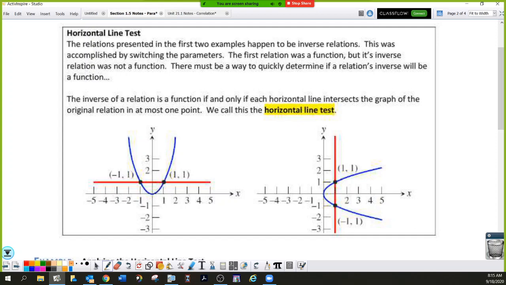The easiest way to tell that, without graphing anything about the inverse, is to draw a horizontal line through the original, because this horizontal line would have become a vertical line in the inverse. And since that horizontal line is hitting that graph more than once, the inverse is not a function. Neat, huh? And you know what?